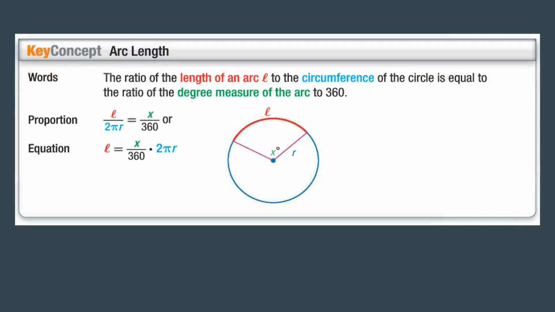Alright, then we have the arc length. The ratio of the length of an arc L to the circumference of the circle is equal to the ratio of the degree measure of the arc to 360 degrees. So you can either set this up as a proportion or an equation. The proportion would look like this: L divided by 2 pi r is equal to x divided by 360 degrees. Or as an equation, L equals x divided by 360 times 2 pi r. And that's it.